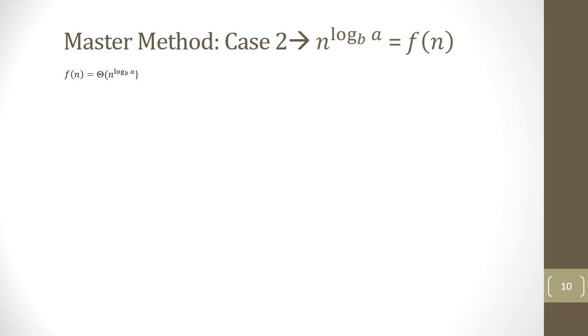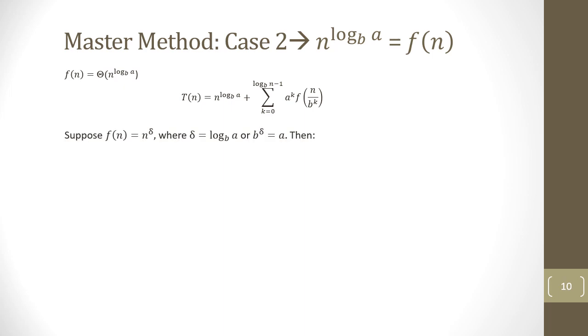So now let us look at the proof of case 2, where the growth of f of n is equal to that of n to the power of log base b of a. We look at our equation that we derived from the recurrence equation, and we suppose that f of n is equal to n to the power of delta, where delta is equal to log base b of a, so that this condition can hold, or b to the power of delta is equal to a. So let's plug in n to the power of delta into the above equation and we get the following equation.